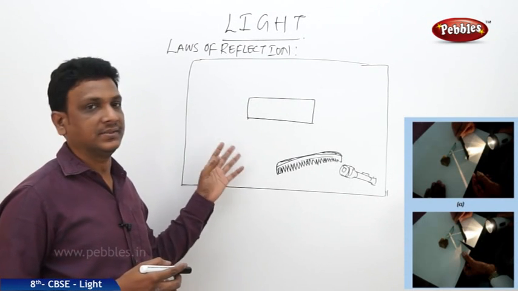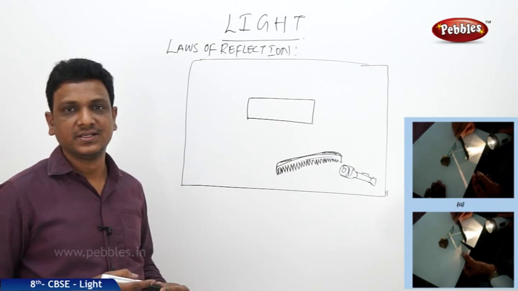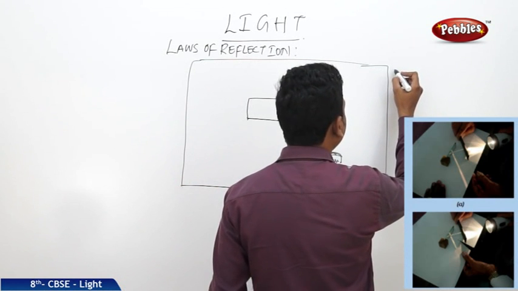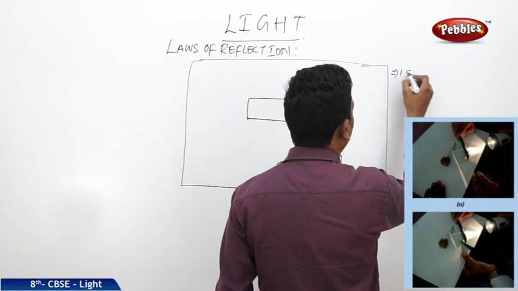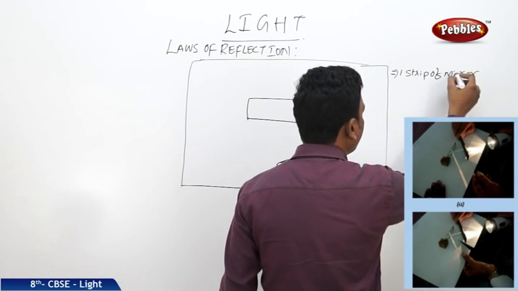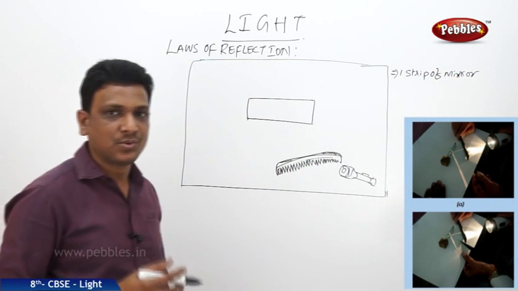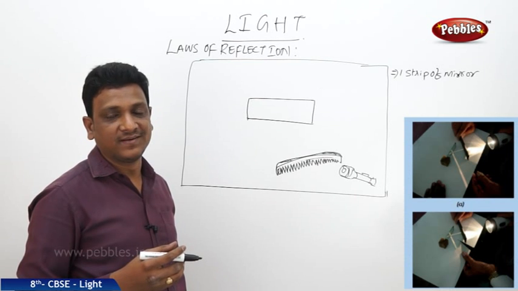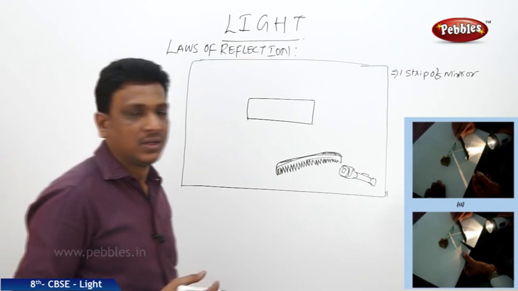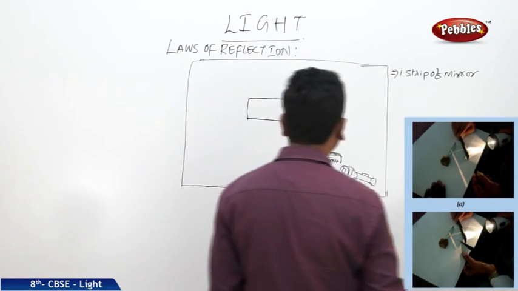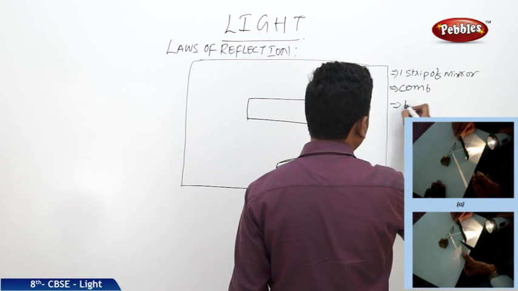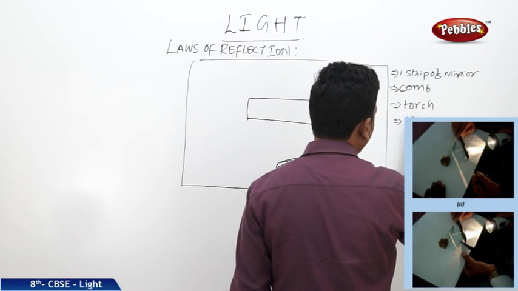Before we see the technical terms involved in this, let us start with an activity, so that we can easily understand. To do this activity, what you need is a strip of mirror. You know what a mirror is? A piece of glass coated on one side, by which you can see your reflection. The mirror that you use to see your face, comb your hair, or use in your washroom, that is a strip of mirror. And you need a comb, the one which you use to comb your hair, a torch, and a black paper.